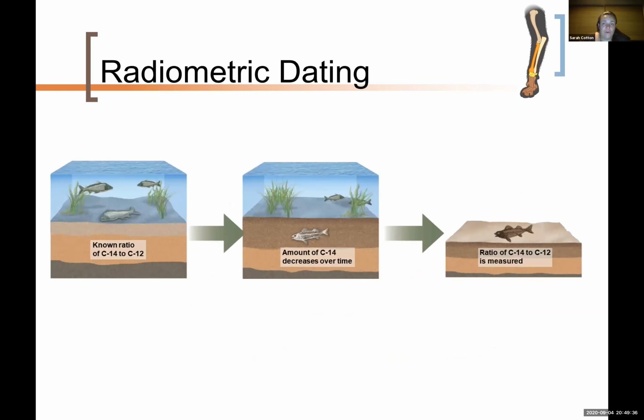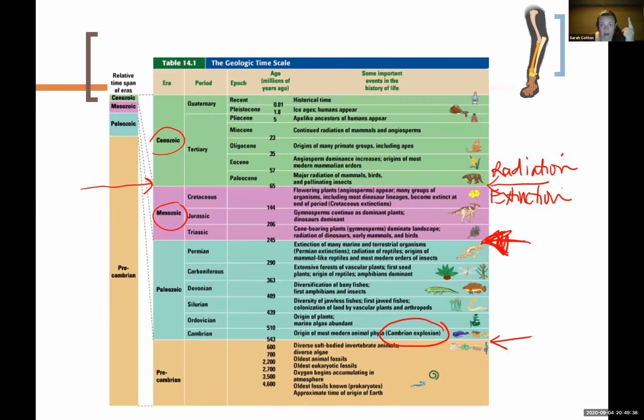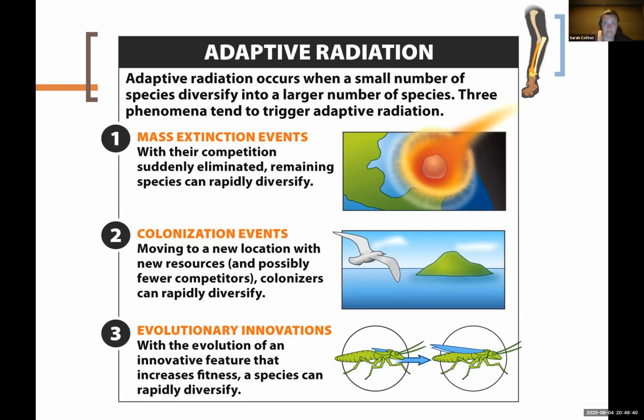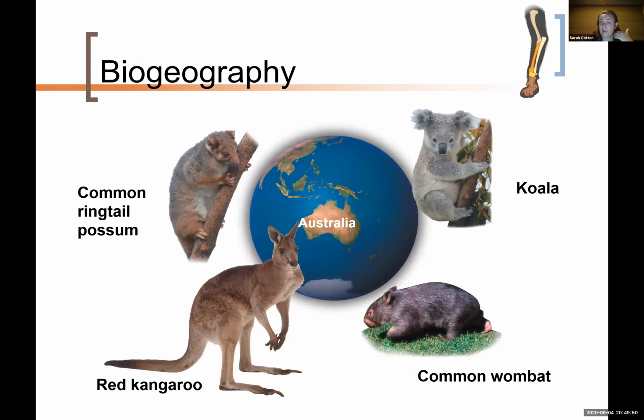So our first line of evidence of evolution, of macroevolution, is the fossil record. The second line of evidence is biogeography. Let's break down that word, biogeography. Bio means life, geography means location. So why are we looking at a picture of Australia and all of these cute little marsupials?